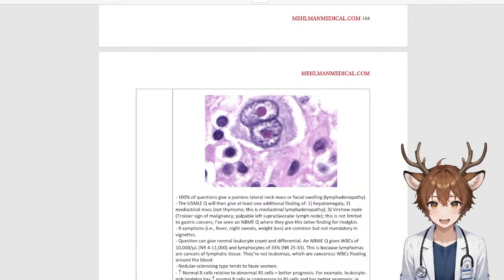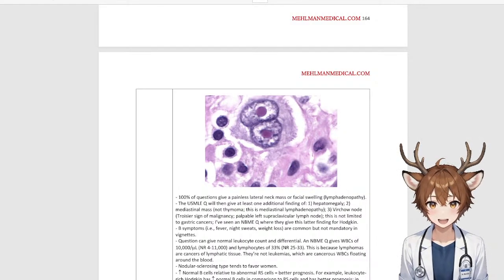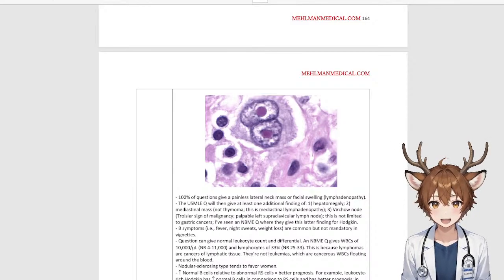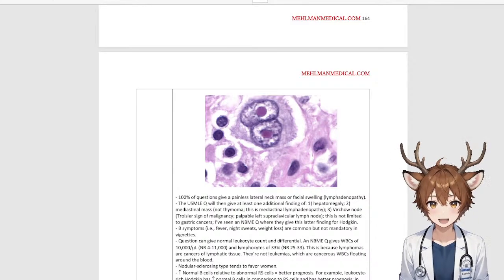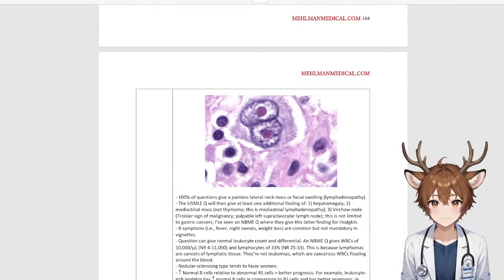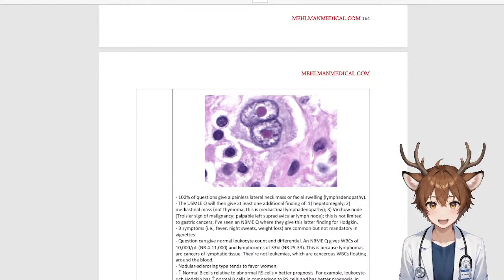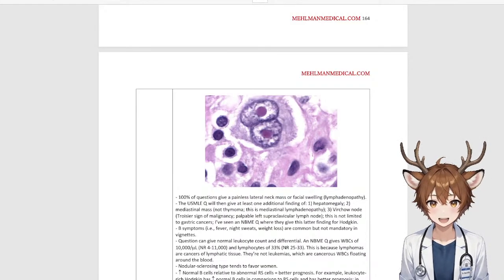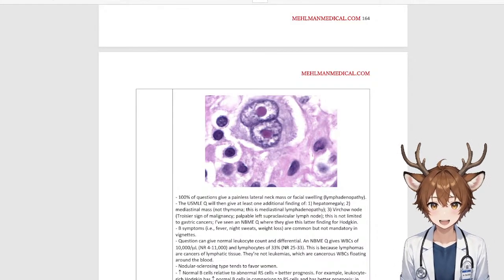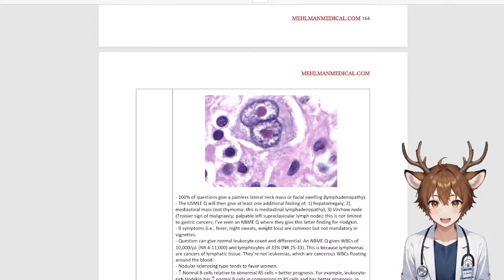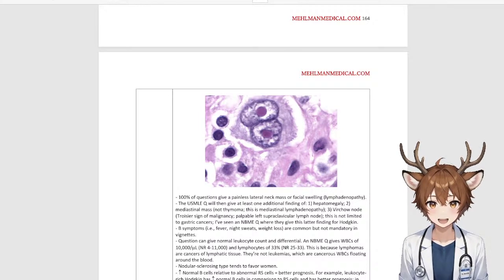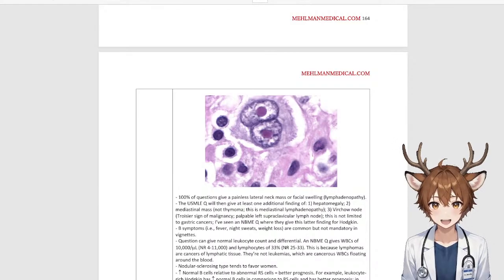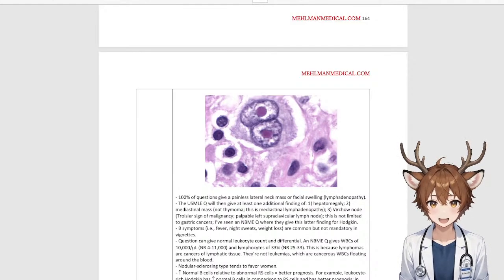100%, see those cells right there, 100% of questions will give a painless lateral neck mass or facial swelling, lymphadenopathy. The USMLE question will give you at least one additional finding, such as 1, hepatomegaly, 2, mediastinal mass, not thymoma, this is a mediastinal lymphadenopathy. 3, Virchow node, Troisier sign of malignancy, probable left supraclavicular lymph node. This is not limited to gastric cancers. I've seen on an NBME question where they give you this latter finding for Hodgkin, okay.